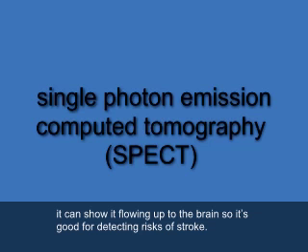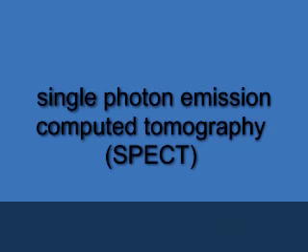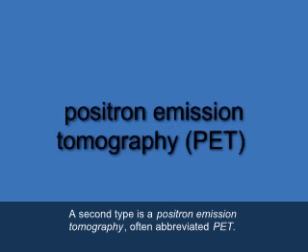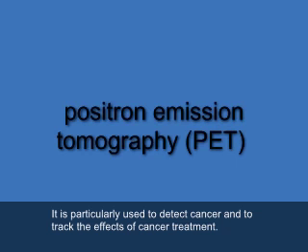It can show it flowing up to the brain, so it's good for detecting risks of stroke. And it can also show it flowing into and through the heart. A second type is the positron emission tomography, and it's often abbreviated PET, P-E-T. It's a nuclear imaging technique that creates images of the whole body or selected organs. It is particularly used to detect cancer and to track the effects of cancer treatment.